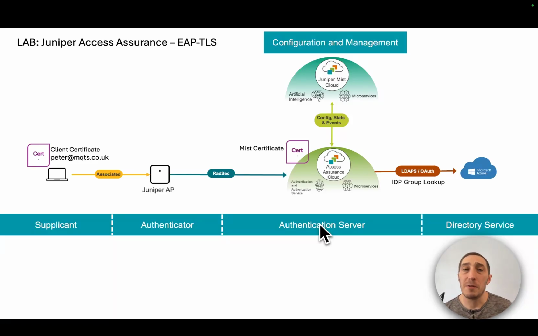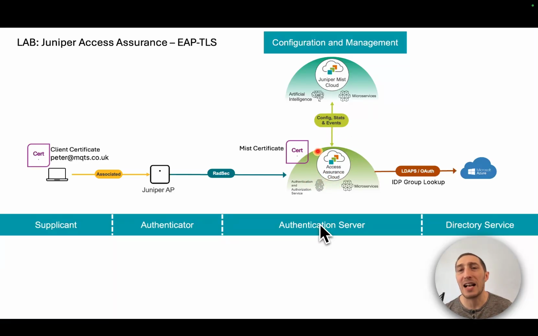In this video, we're going to look at configuring EAP-TLS with the Juniper Mist Access Assurance solution. Now, in my lab environment, I have a laptop which I'm going to associate with a Juniper Mist access point, configured with an SSID configured for 802.1x and configured to use the Access Assurance Cloud as its authentication source.